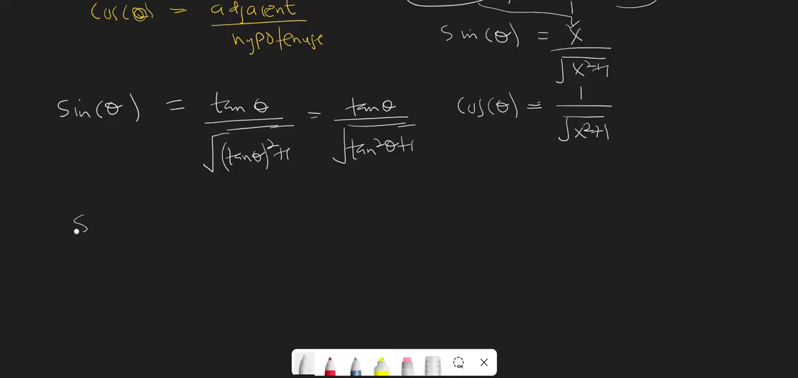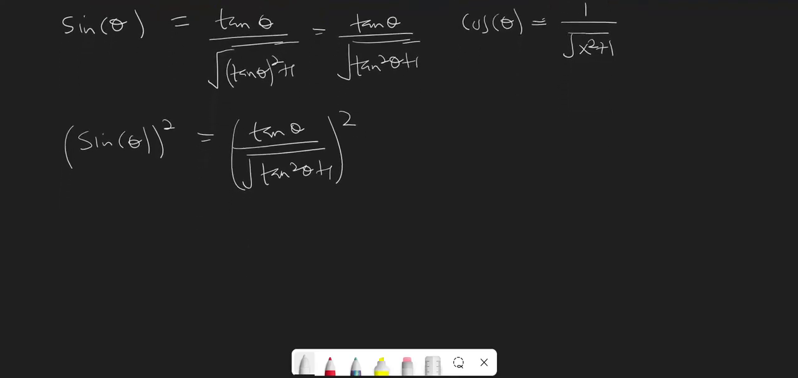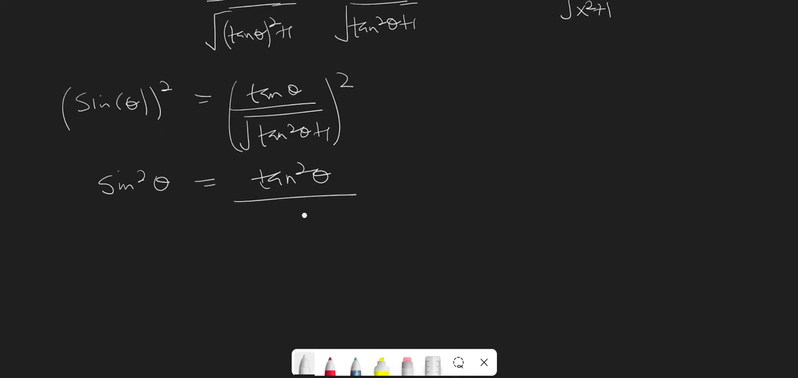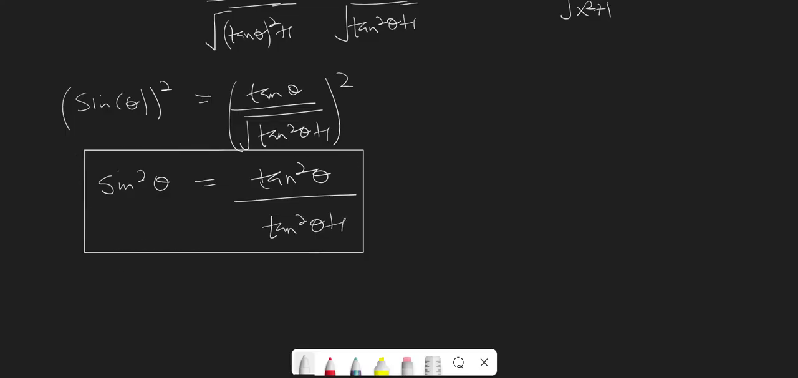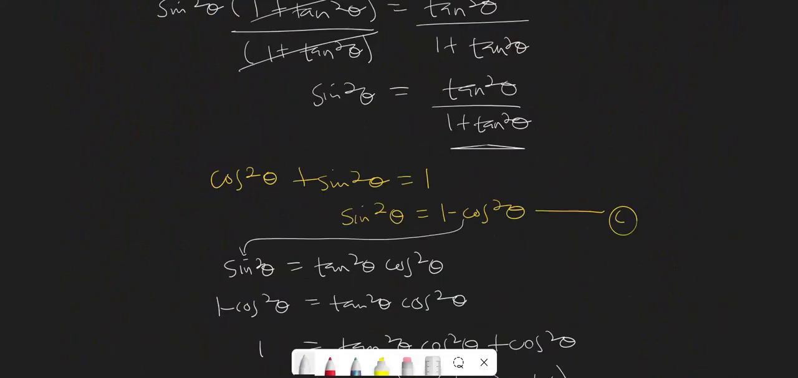So you can just square both sides to find our original proof. Sine theta is tan theta over the square root of tan squared theta plus 1. Squaring, the left-hand side becomes sine squared theta, and the right side becomes tan squared theta over tan squared theta plus 1. So this is the proof for sine squared theta in terms of tan squared theta, and that is equal to our original expression, the one we wanted to prove from the very beginning.